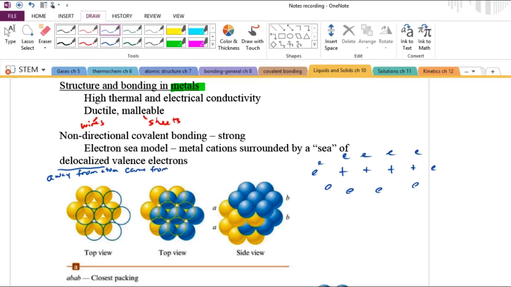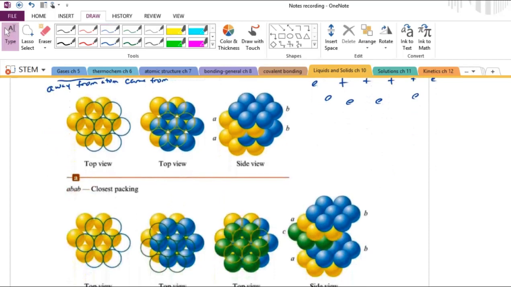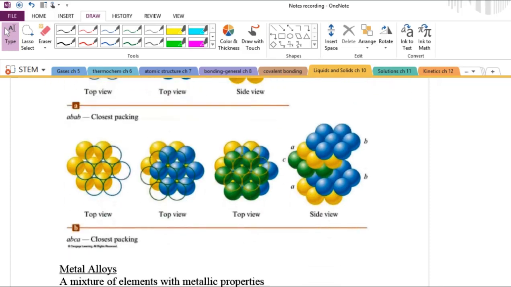So we have some different models of how they can pack. And so each of the atoms is like one of the spheres that we have in this diagram. And so we have different ways of how they can line up. You can imagine it like stacking marbles in a box, the different arrangements.